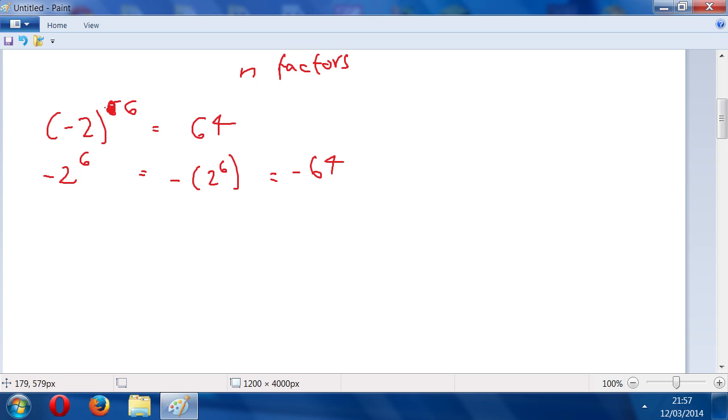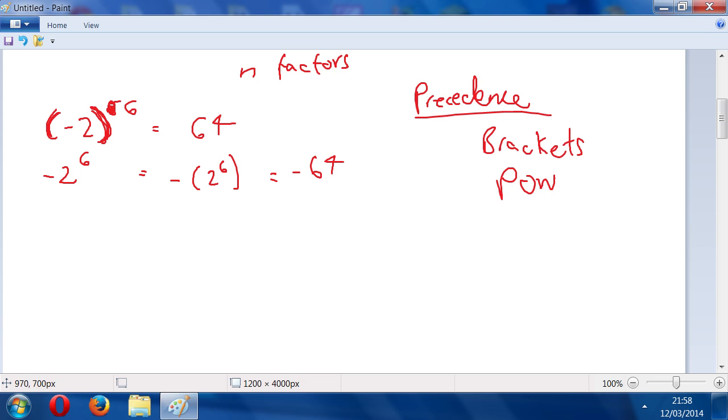So essentially what you can look at is the brackets, basically the precedence. Oh man, I can't even remember how to spell it now. Brackets first, then powers.